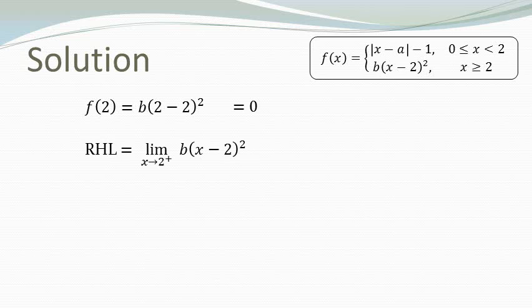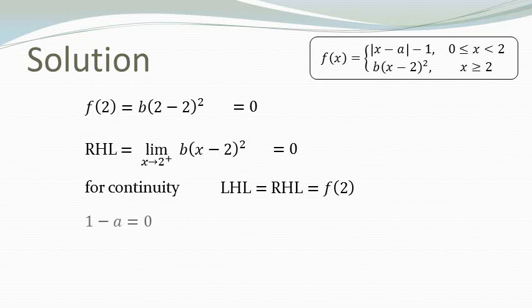We now find out the right hand limit at x equals 2. So we get this expression, and that's just equal to 0. So for continuity at this point, we must have left hand limit equal to the right hand limit equal to f of 2, and therefore 1 minus a is equal to 0, or a is equal to 1. Now we can see that this depends only on the value of a. It does not depend on the value of b.